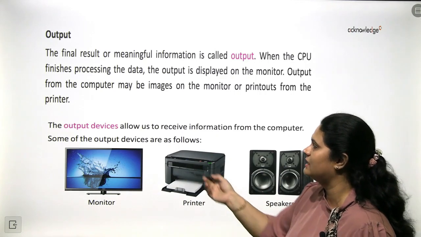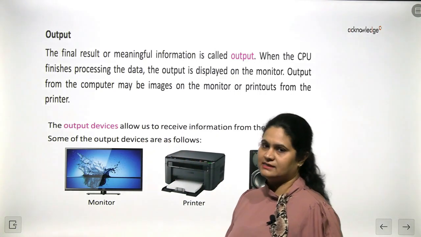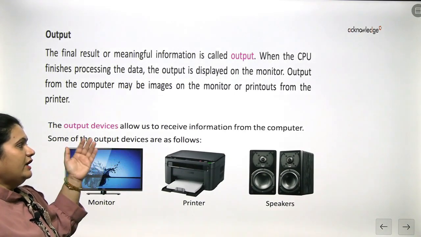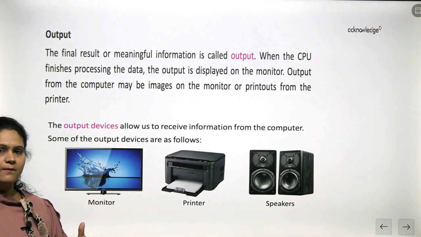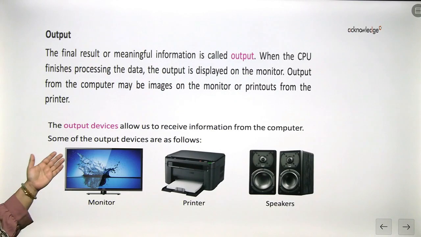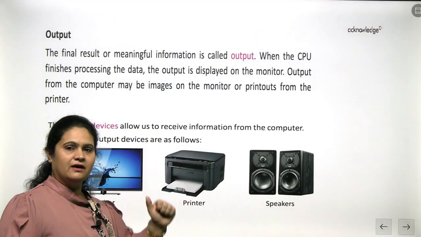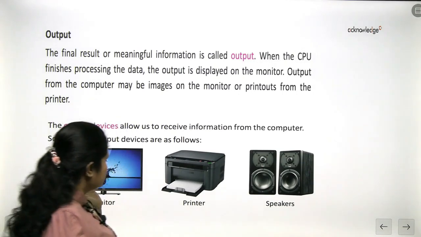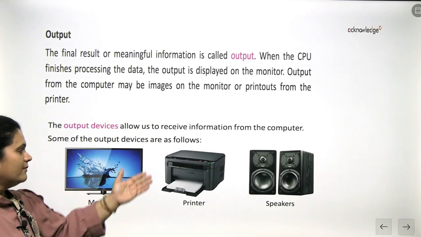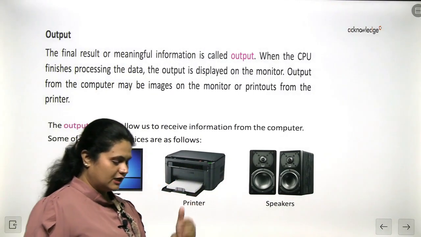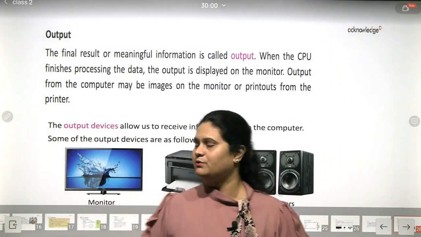Talk about some of the output devices. The output devices allow us to receive information from the computer. Some of these are monitor, printer and the speaker, right? Monitor is used to display the output, printer prints the output, and the speakers are used to provide the sound output.